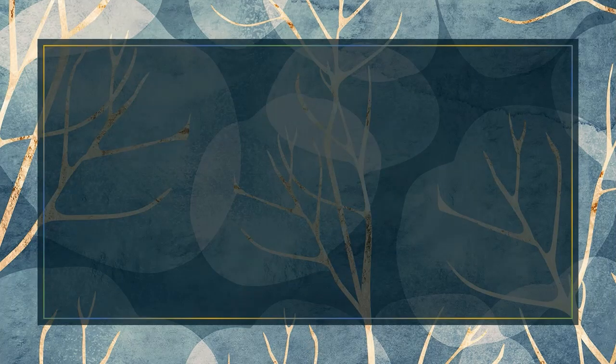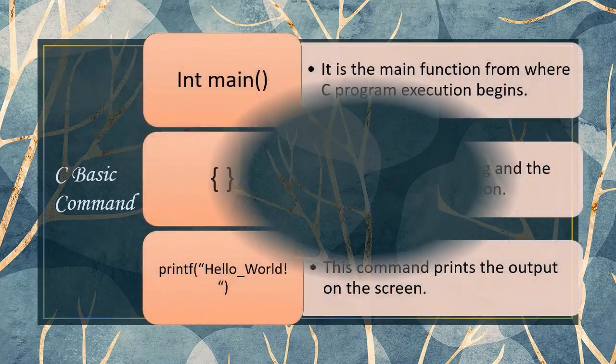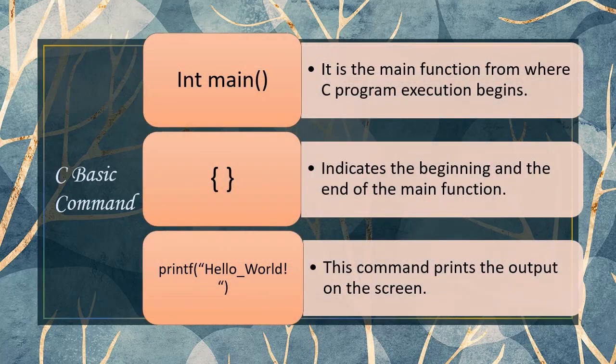This is some C basic commands that you have to know when you want to write in the C programming language. Firstly, int main. It is the main function from where C program execution begins. Secondly, curly brackets. They indicate the beginning and the end of the main function. Third, printf hello world. This command prints the output on the screen.